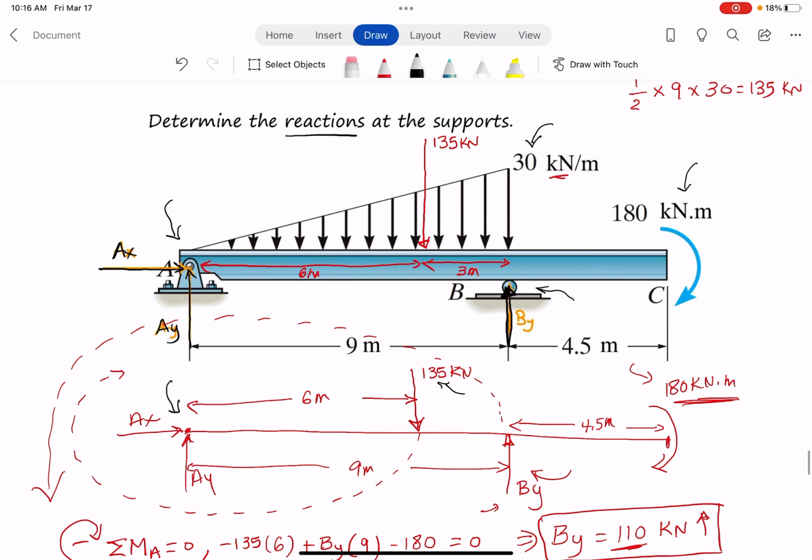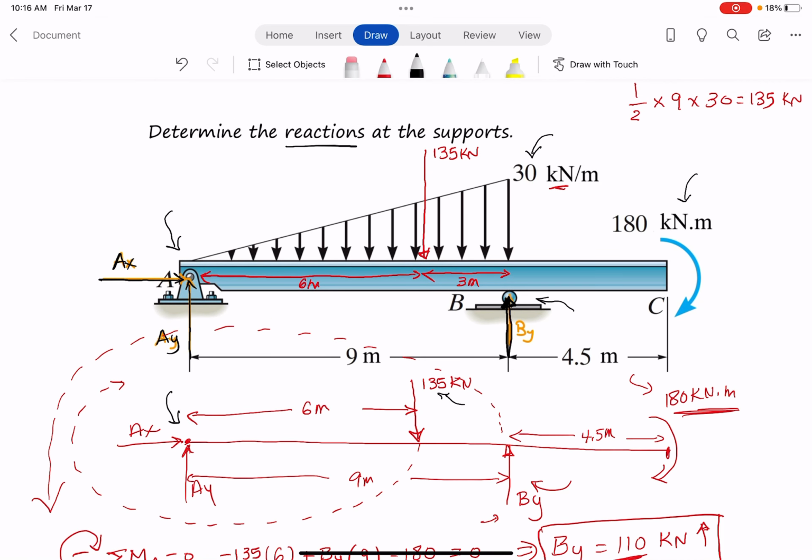This type of problem, finding the reactions, especially if you have a hinge or a roller, is very easy. Whether the distributed load is triangular or rectangular, no one should make any mistake in this type of problem.